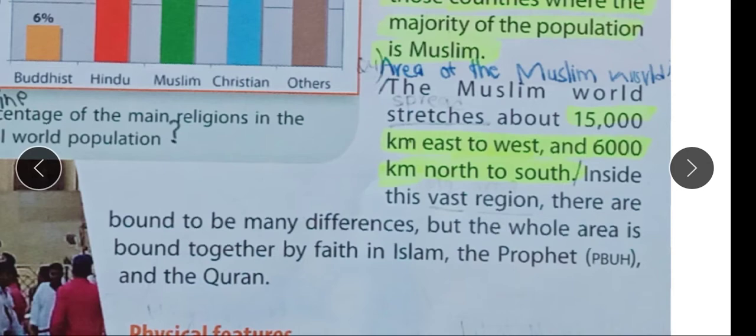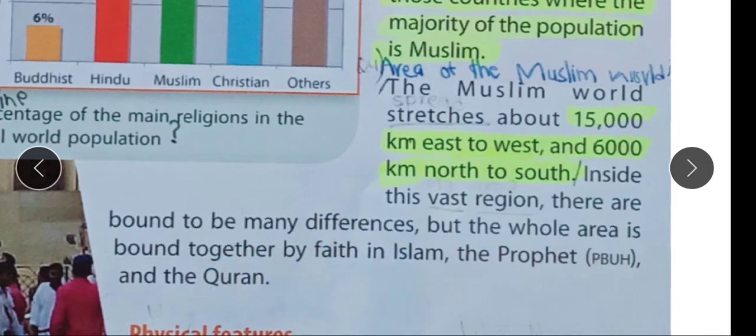Okay boys, inside this vast region, a very big area, there are bound to be many differences. These people have many differences between them, but the whole area is bound together by the faith of Islam, the belief in the Prophet, peace be upon him, and the Quran.